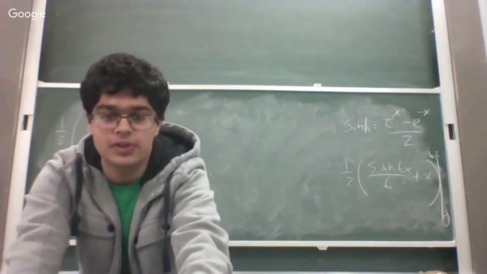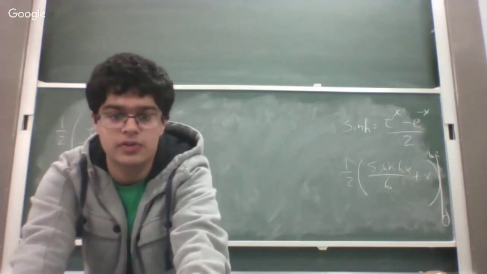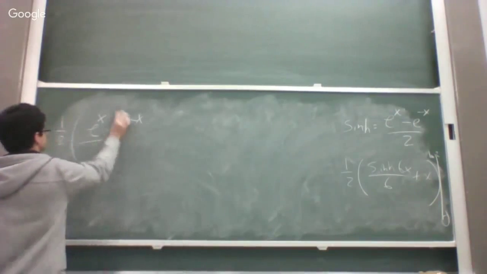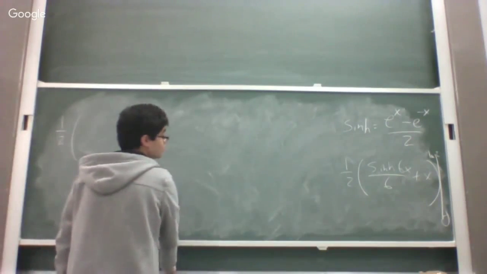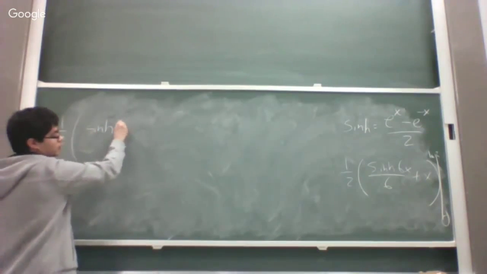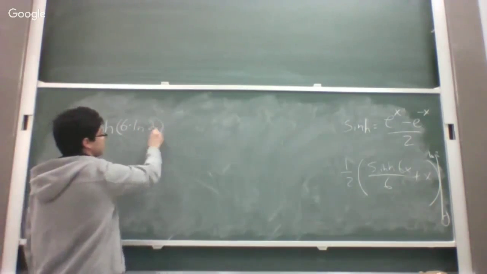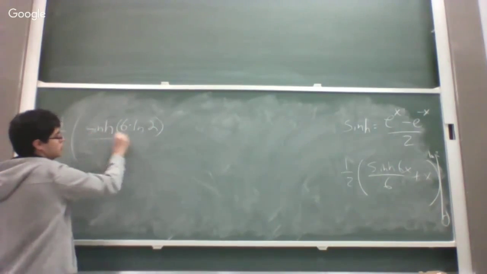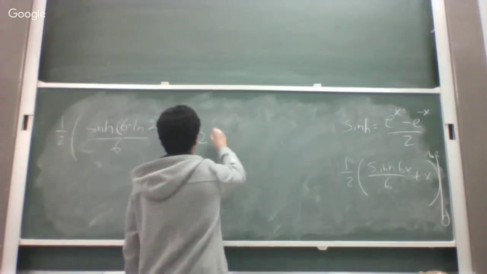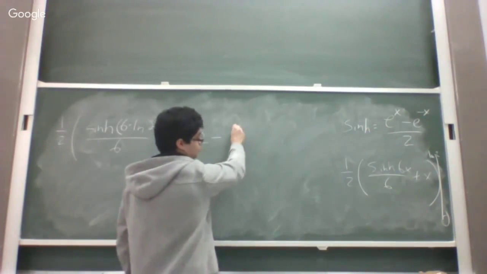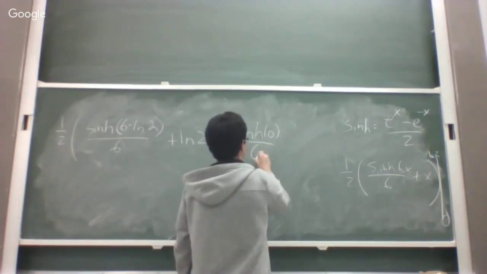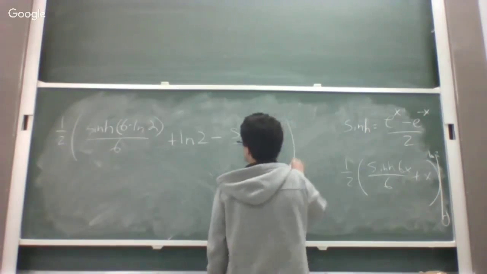Something that we can do before even going there is plug in those values. So let's do that actually. Let's plug in natural log of 2 in there. We'll have sinh of 6 times natural log of 2 all over 6 plus natural log of 2, minus sinh of 0 all over 6 plus 0, so that won't matter.